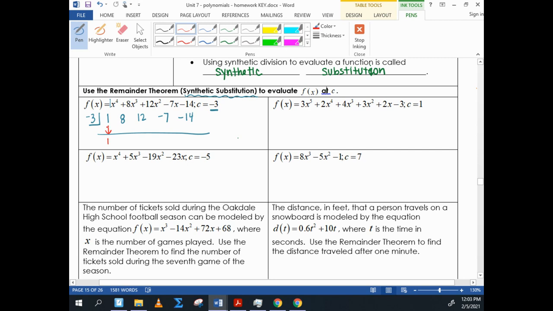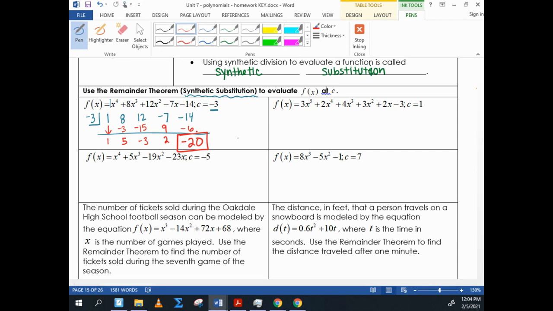Okay, so 1 drops straight down times negative 3. 8 minus 3 is 5, times negative 3 is negative 15. 12 minus 15 is negative 3, times negative 3 is 9. Minus 7 is 2, times negative 3 is negative 6. Negative 14 plus negative 6 is negative 20. And that's all you do. You circle that. That's your answer. And you go on to the next one.